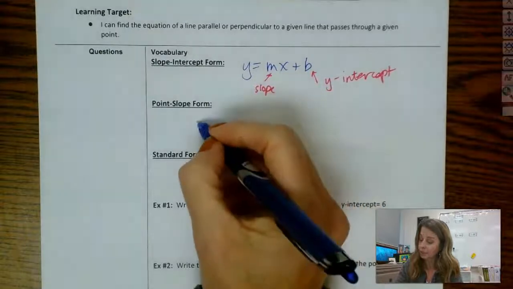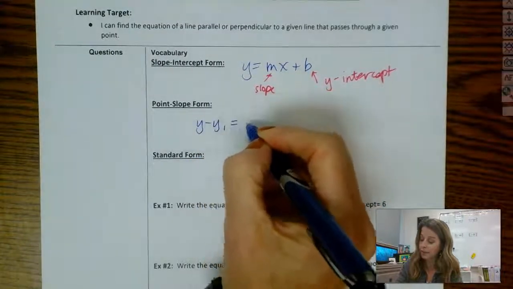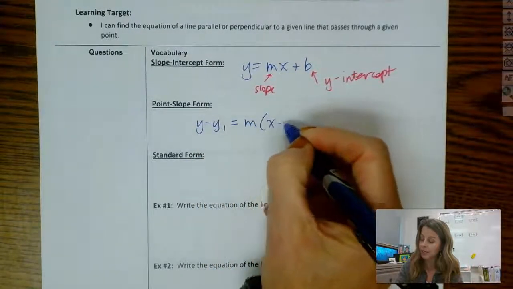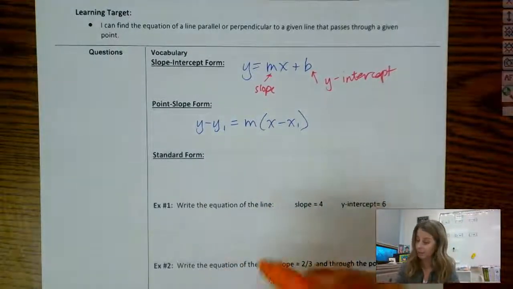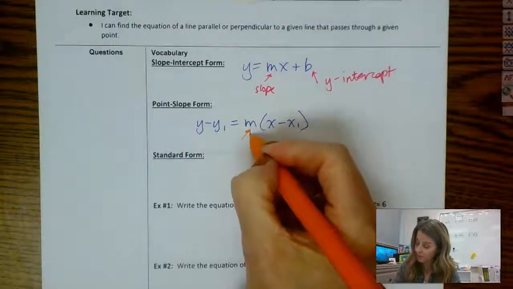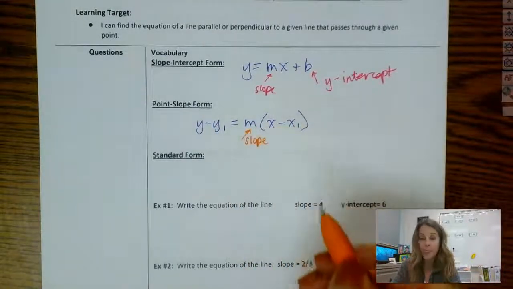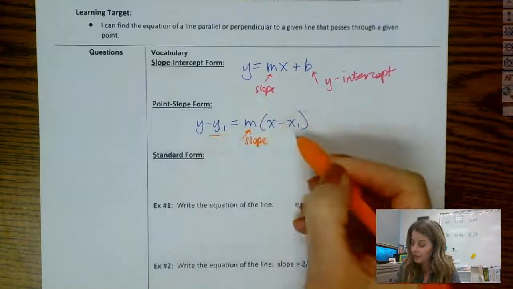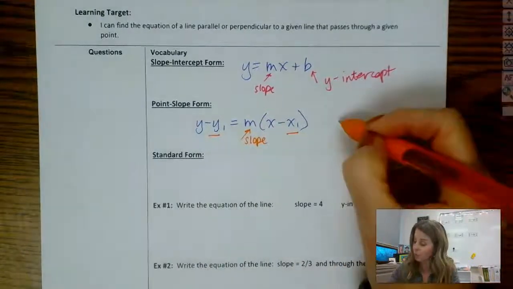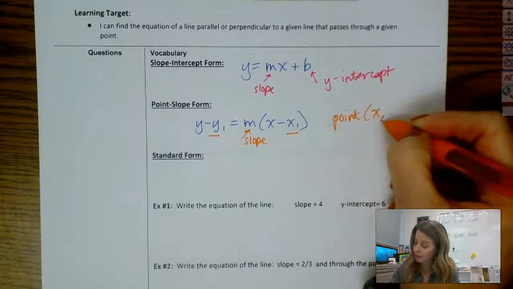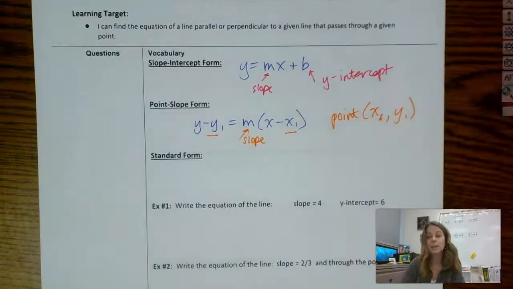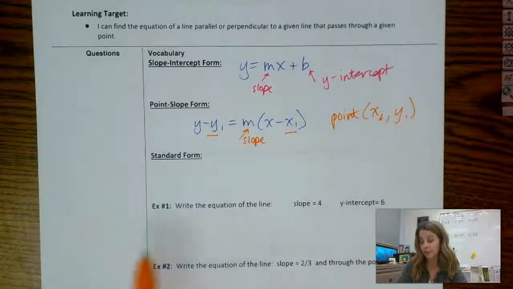All right, point-slope form: y minus y1 equals m times x minus x1. And if we label what we have here, of course, there's your slope, but then the x1 and y1 here is your point. So any ordered pair, we'll call it x1 comma y1, can be plugged in for those variables, and that would be a point-slope equation.